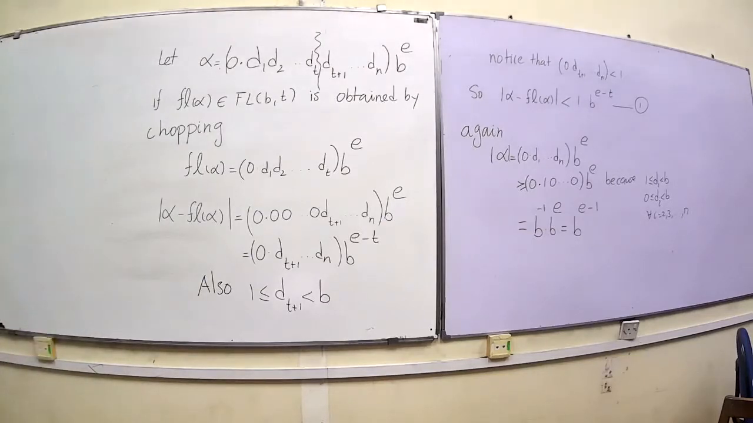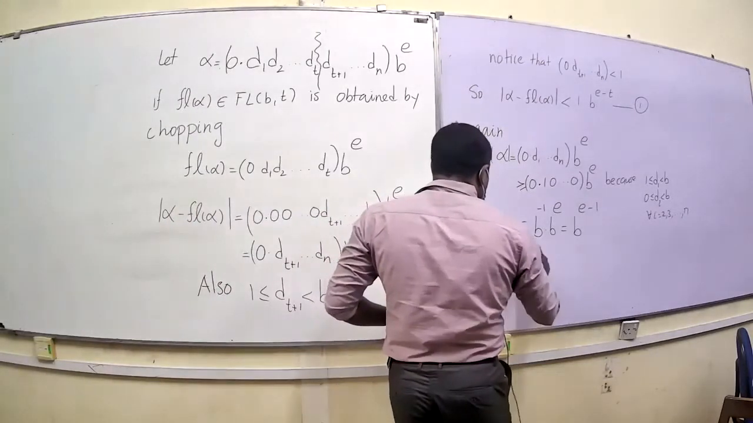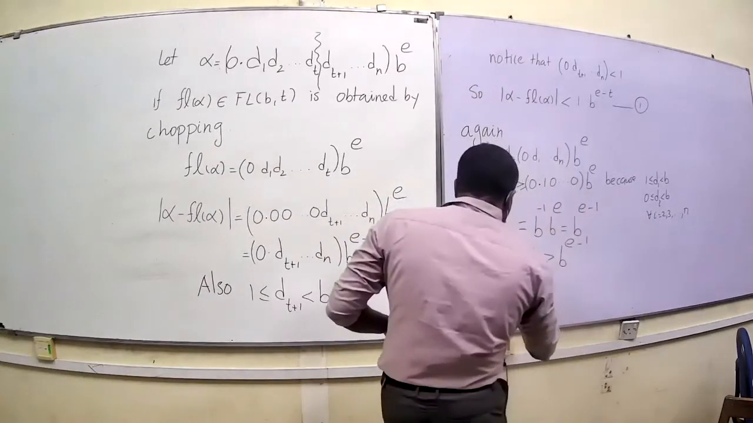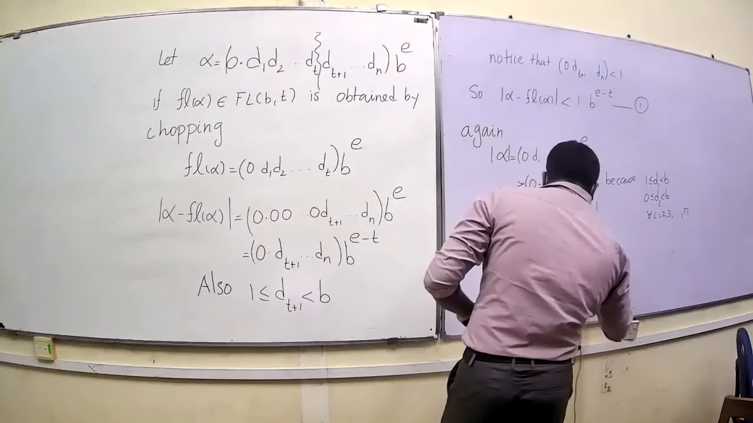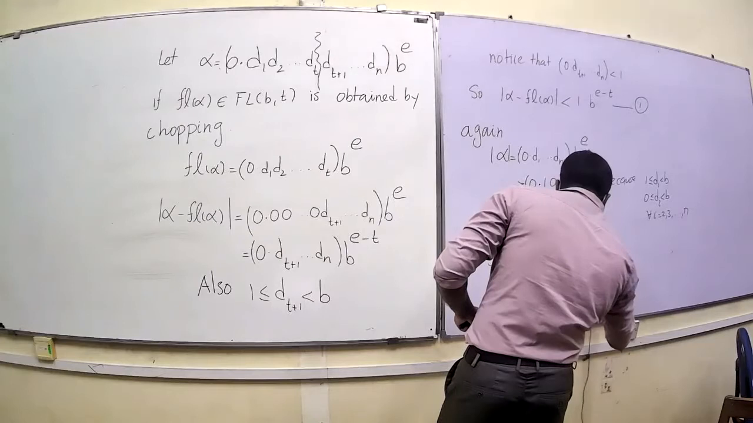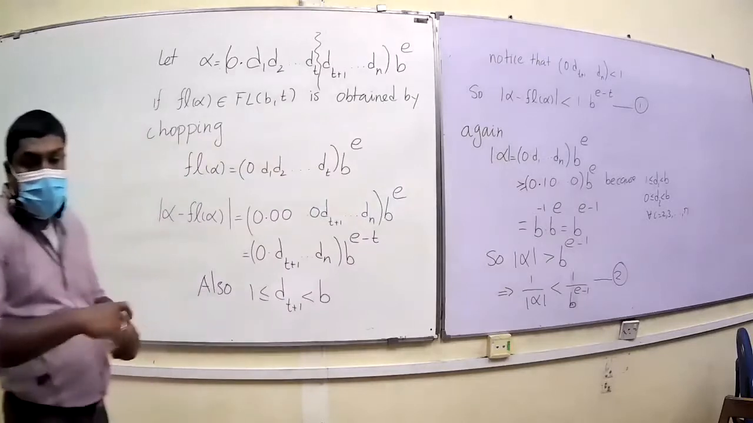So if you write that in polynomial notation, you get b to the power minus 1, and then there is a b to the power e. So you get the absolute value of alpha is greater than or equal to b to the power e minus 1. So this implies 1 upon the absolute value of alpha is less than 1 upon b to the power e minus 1. Let me name this as equation number 2.